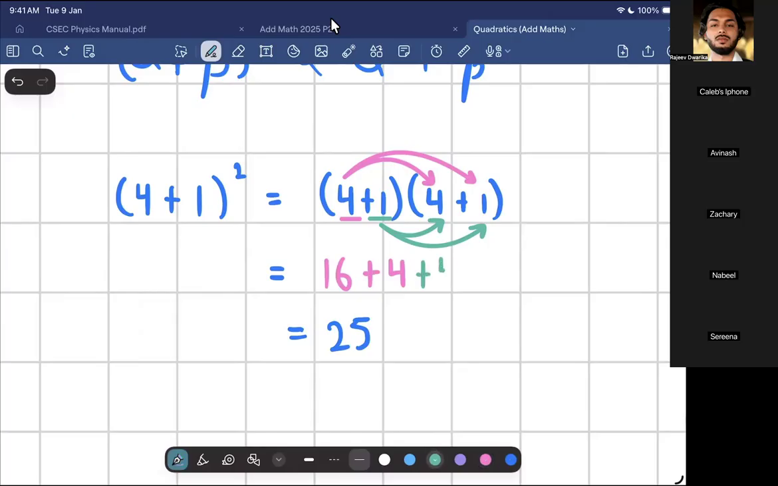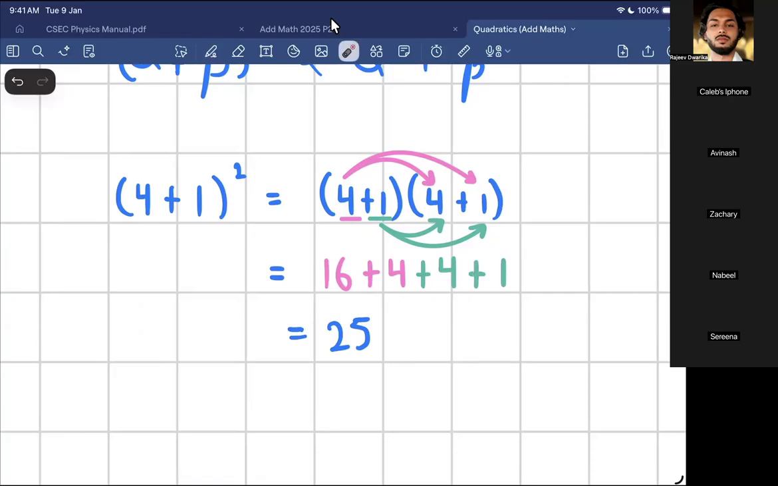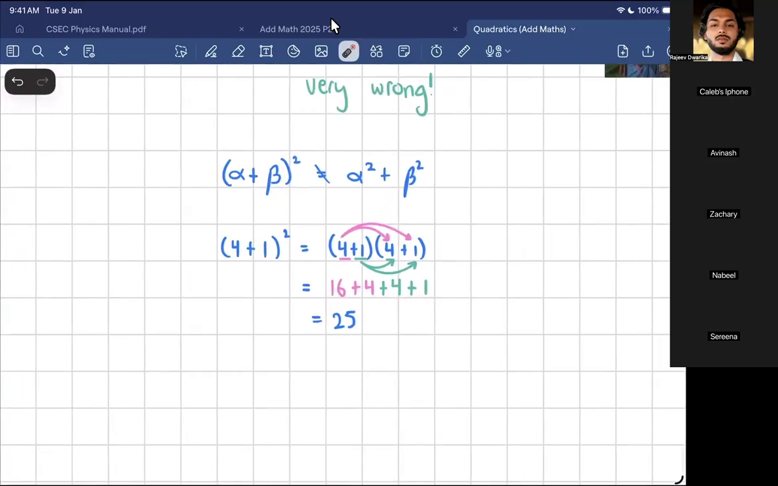1 by 4 is 4. And 1 by 1 is 1. Let's see if we're getting the 25 we're supposed to get now. What is 16 plus 4? 20. Right, and 4 plus 1? 5. Right, and 20 plus 5? 25. Right, right.